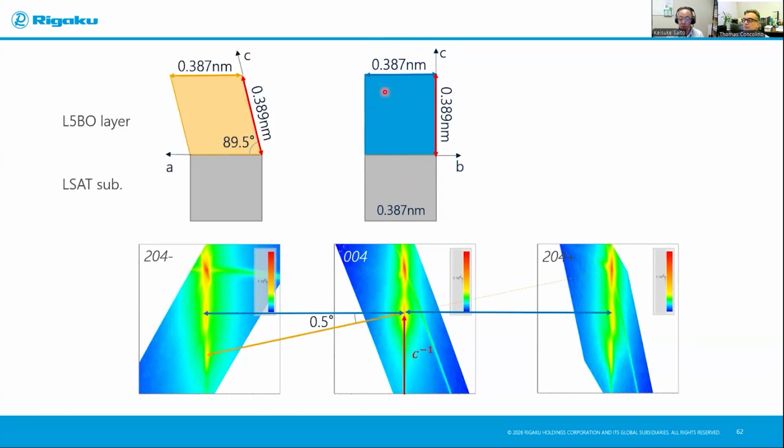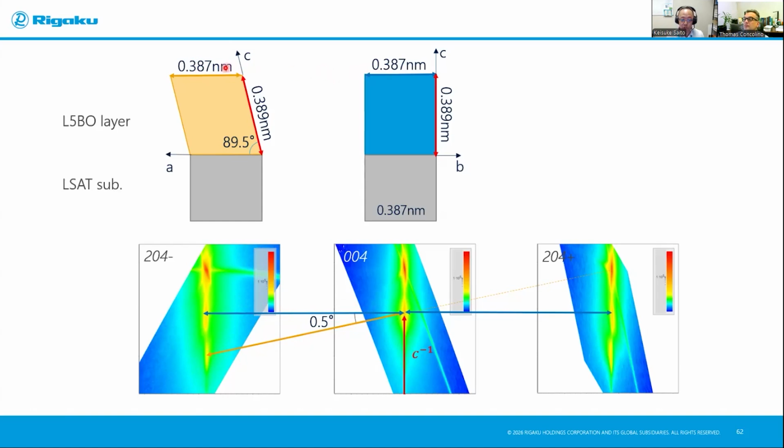How about the other spot? For example, the orange spot, 204 minus here, is actually from this tilted crystal structure. This is monoclinic. So the beta angle is not 90 degrees, it is 0.5 degree tilted. Why 0.5? You can simply calculate the angle here. So this was 0.5 degree, so 90.5. And the distance between this and that provided 0.387 nanometers, which is the same in-plane lattice constant between blue and orange.